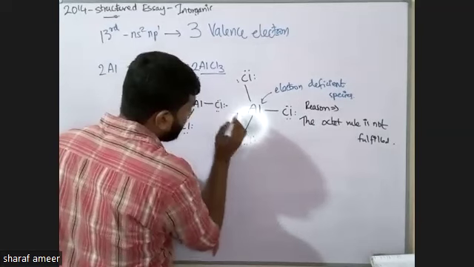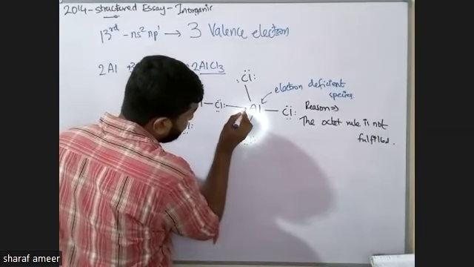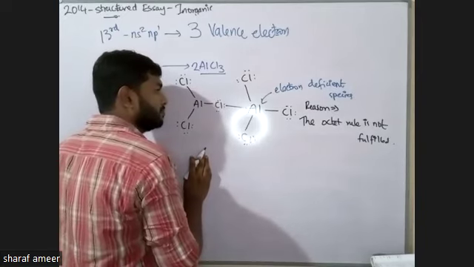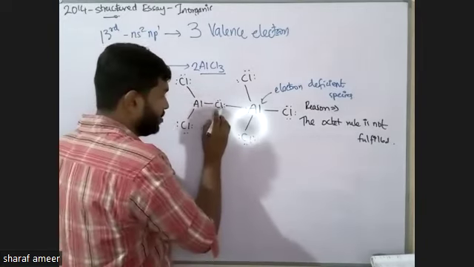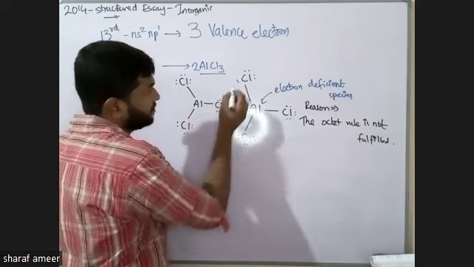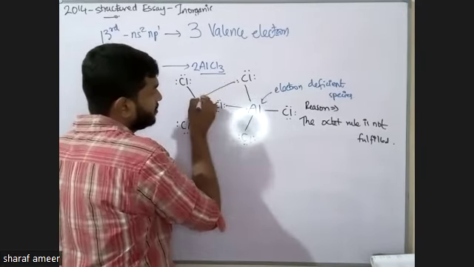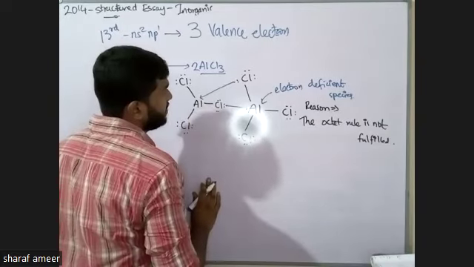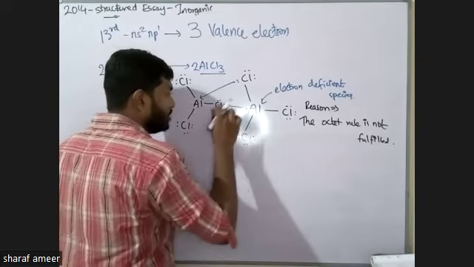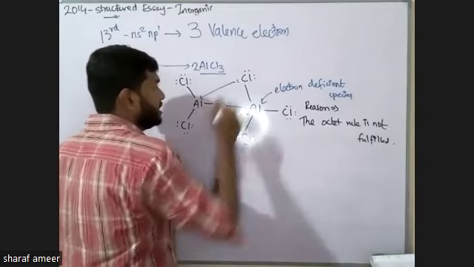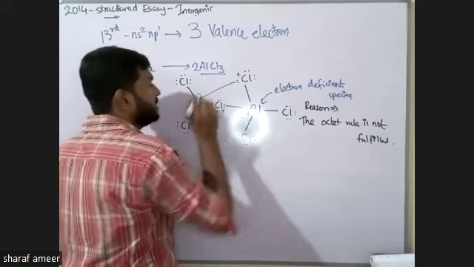This lone pair will be donated to this aluminium here. Understood? Either one of these lone pairs will be donated to this aluminium here. Since this donated, this is plus, and since this took, this is minus. The same way applies here, plus and minus.